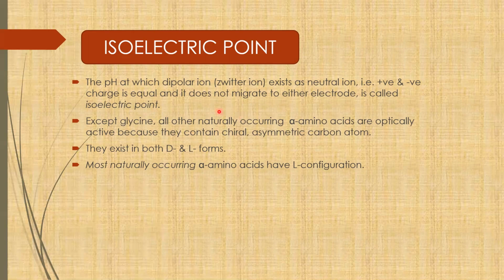The pH at which the dipolar ion exists is neutral. I repeat, the pH at which the dipolar ion exists as a neutral ion, meaning positive and negative charge is equal, and it does not migrate to any electrode, that point is known as the isoelectric point. Except glycine, all other naturally occurring alpha amino acids are optically active because they contain a chiral or asymmetric carbon atom. They exist in both D and L nomenclature. Most naturally occurring alpha amino acids have L configuration.